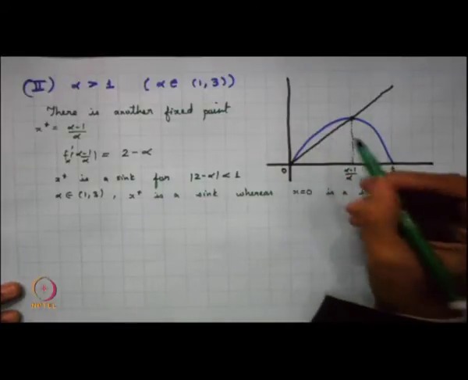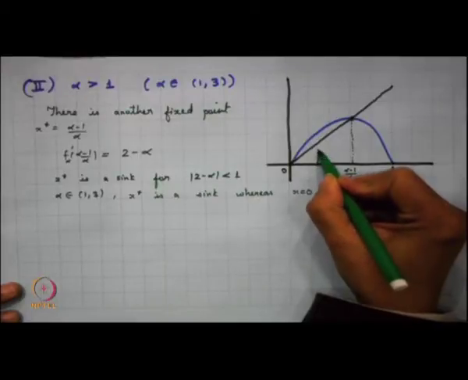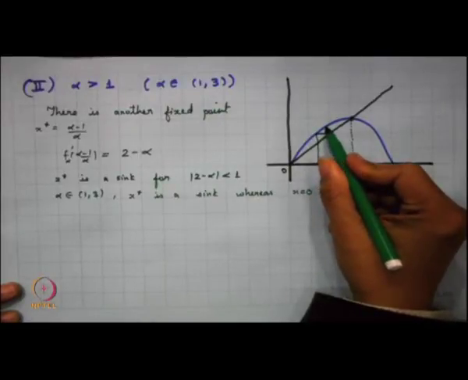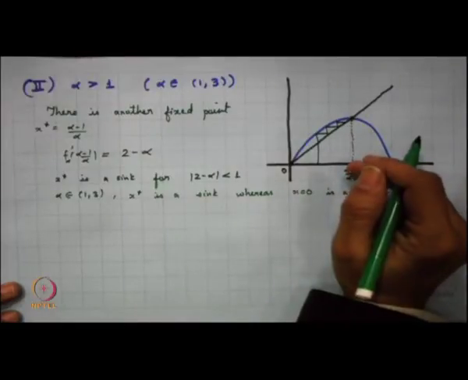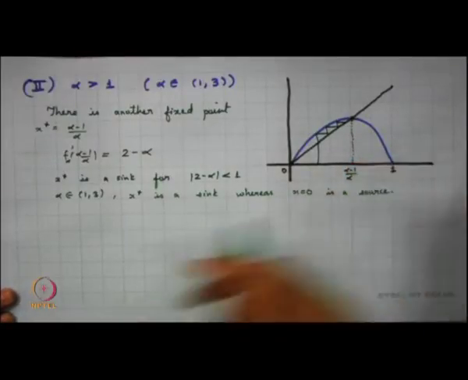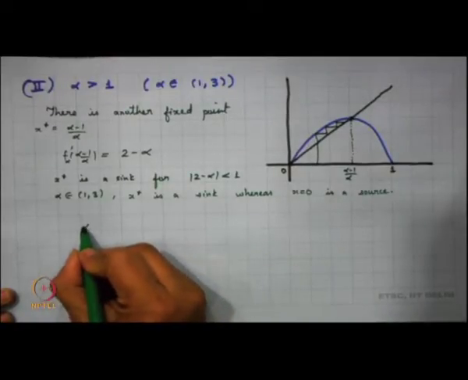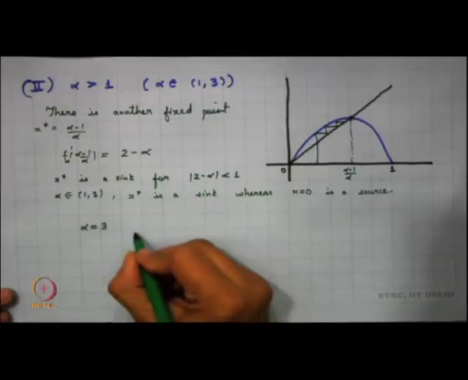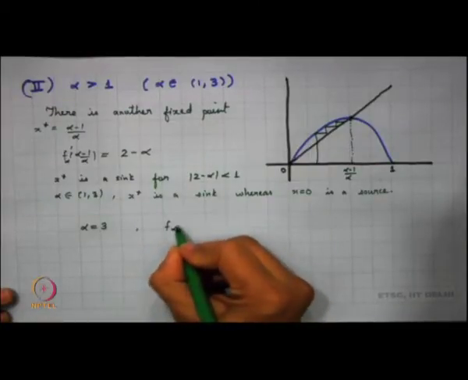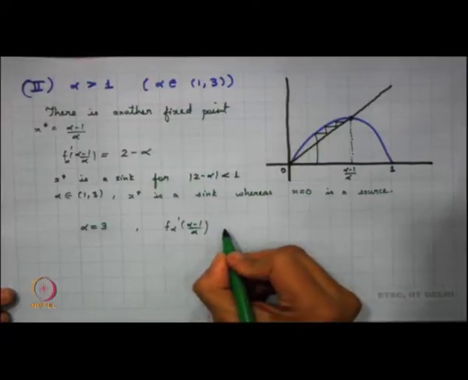If you start with any point here, ultimately this converges to the fixed point x star. What happens when alpha equal to 3? So, we are now looking at what happens for alpha equal to 3. When alpha is equal to 3, f alpha prime of (alpha minus 1) by alpha, what does it turn out to be?